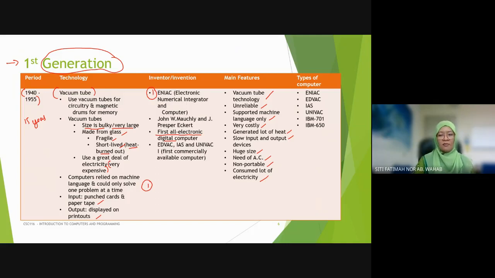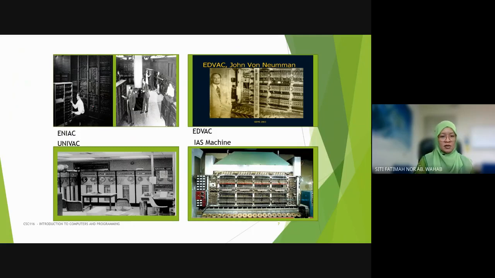Okay, the types of computers during this generation, we have ENIAC, EDVAC, IAS, UNIVAC, IBM 701, IBM 650. Next, so this is the sample or the picture of the ENIAC, the EDVAC, the UNIVAC, and also the IAS machine. Okay, as you can see, they were so big.